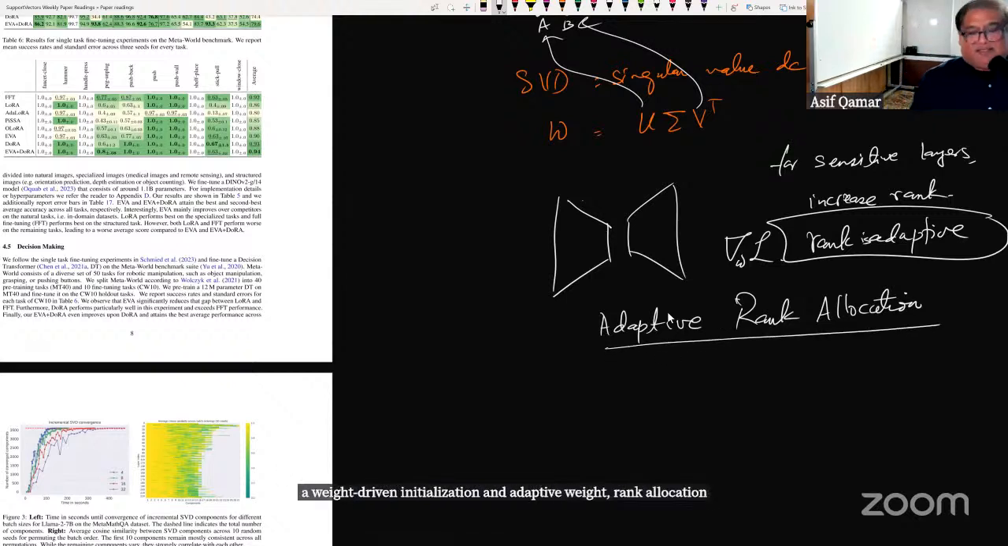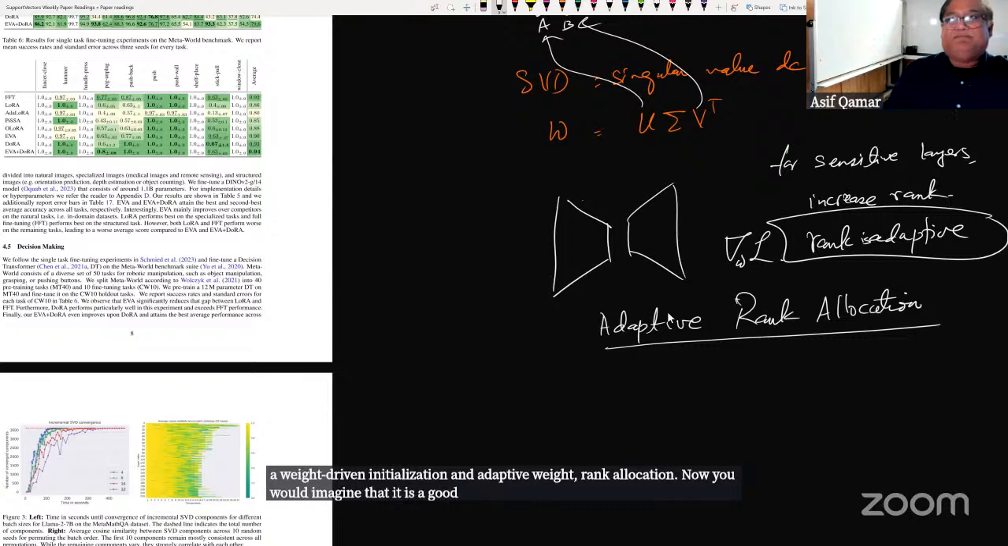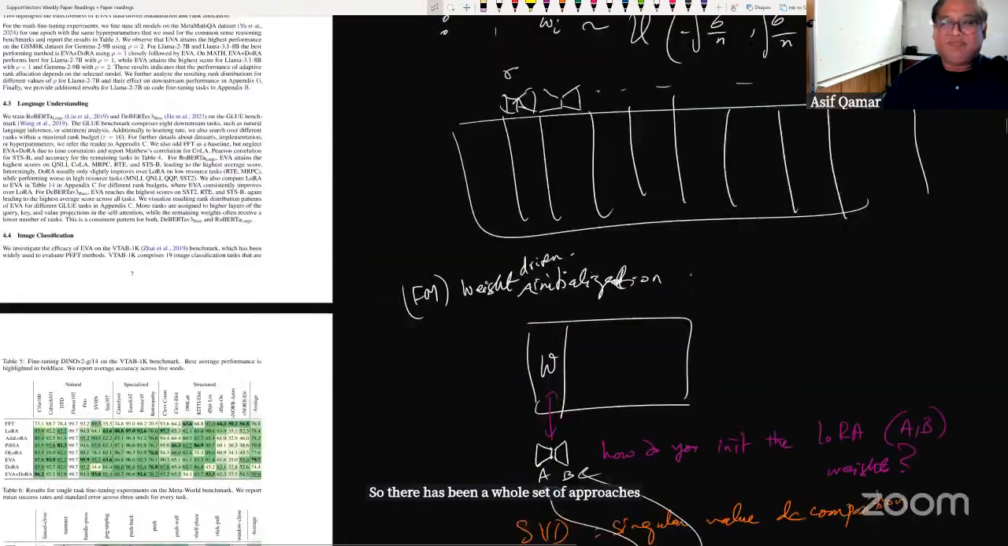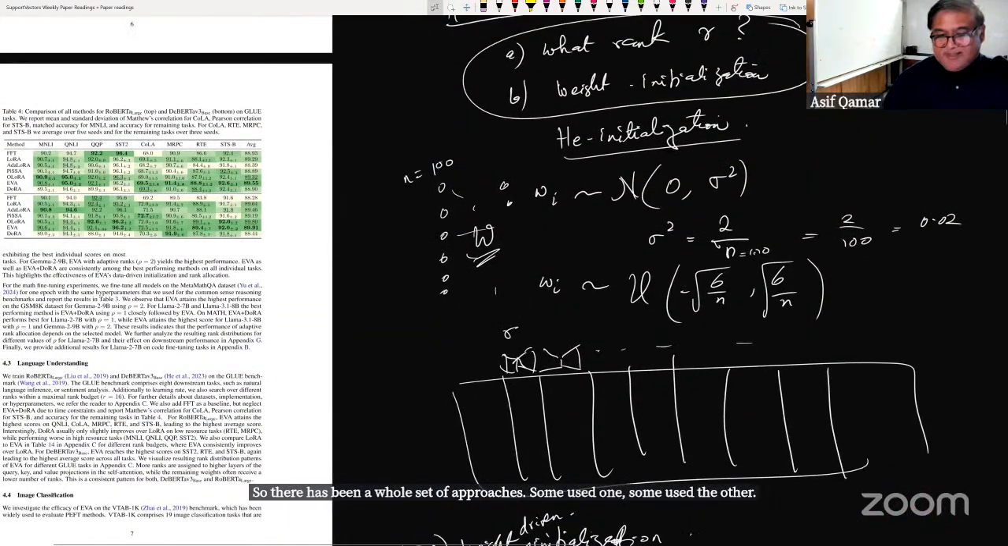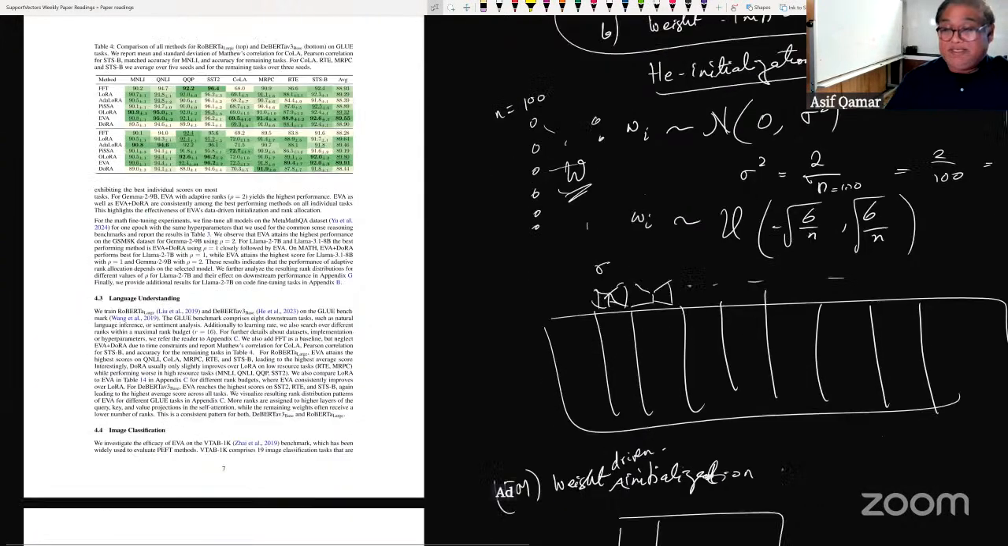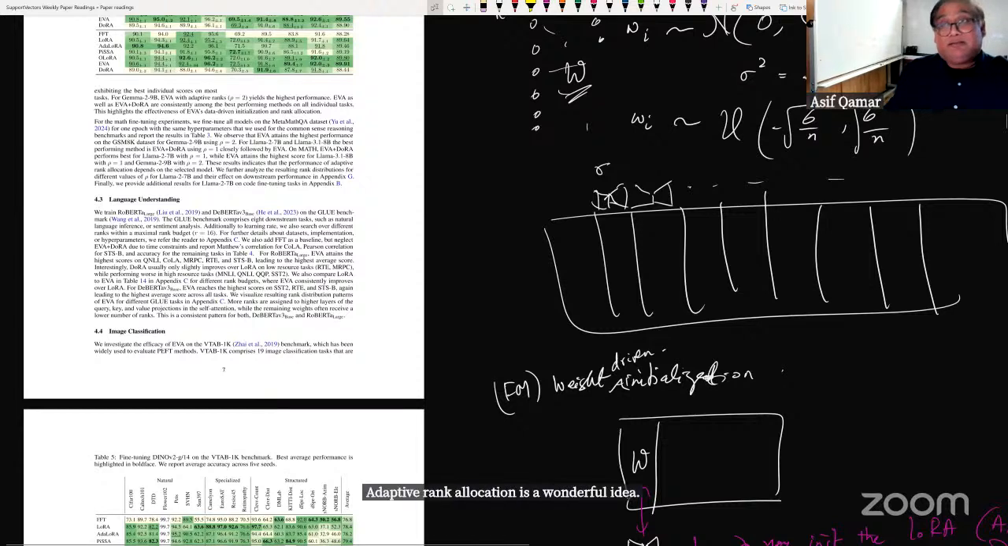Now, you would imagine that it is certainly a good idea to use both of them. So there has been a whole set of approaches. Some used one, some used the other. What this paper did is it did 2 things, essentially. It said, let's do one thing. Adaptive rank allocation is a wonderful idea. You should test out how much rank you need at each of the layers. So let's consider that to be a given. The second thing it says is that weight initialization also needs a methodology.